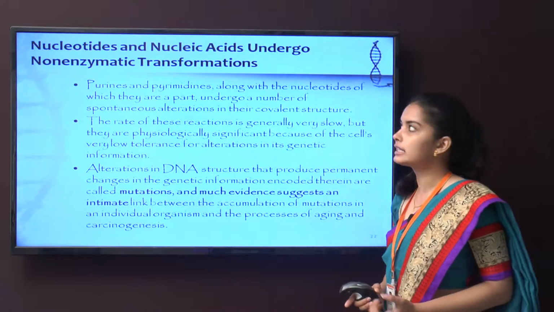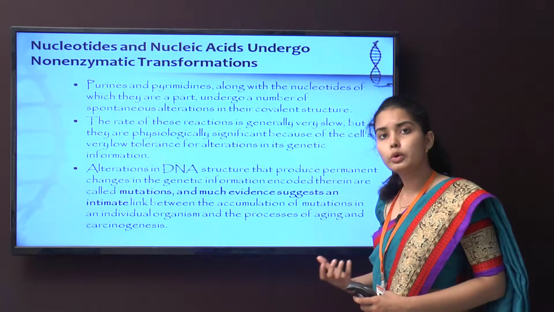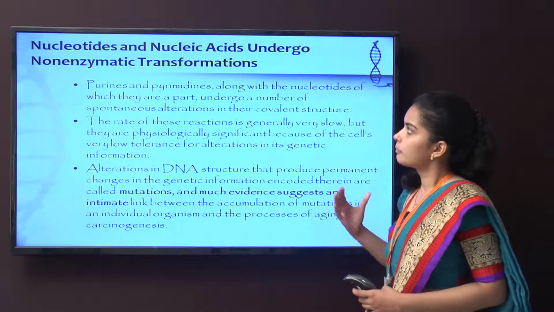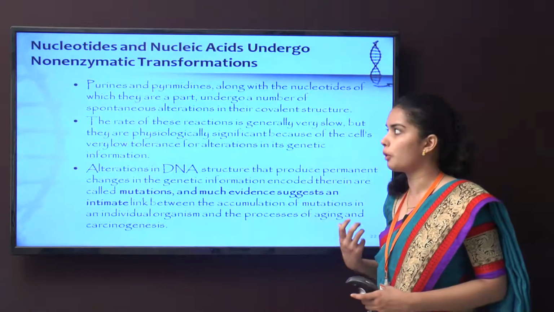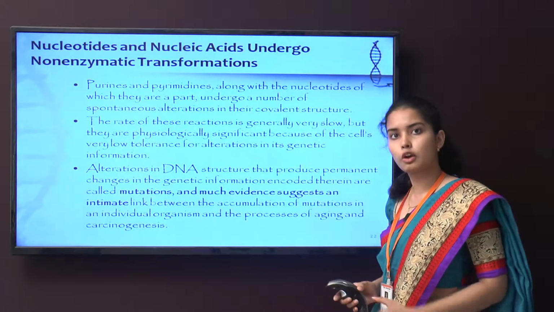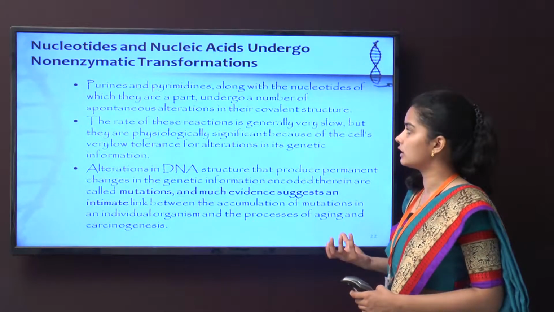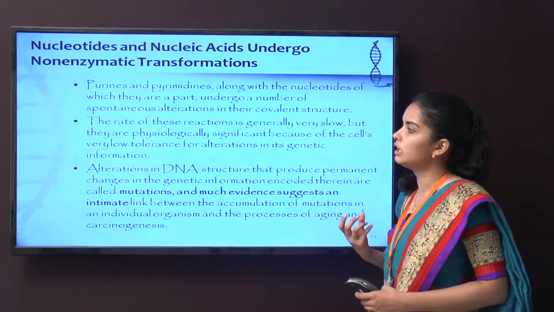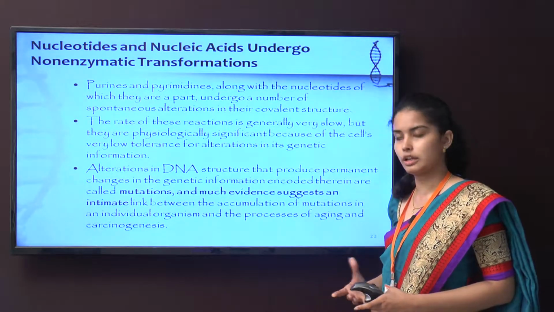Now nucleotides and nucleic acids undergo non-enzymatic transformation. Purines and pyrimidines, as we know, are both present in DNA. Along with the nucleotides of which they are a part, they undergo a number of spontaneous alterations in their covalent structures. The rate of these reactions is generally very slow, but they are physiologically significant because of the very low tolerance for alteration in genetic information.